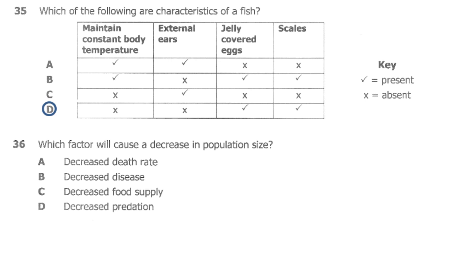So if we have decreased death rate, that means the number will remain the same or will go high. If we have decreased disease, that means the number will remain the same or go high, because when diseases are decreased, that means even the deaths are controlled, in short. C. Decreased food supply. So here our answer will be C.